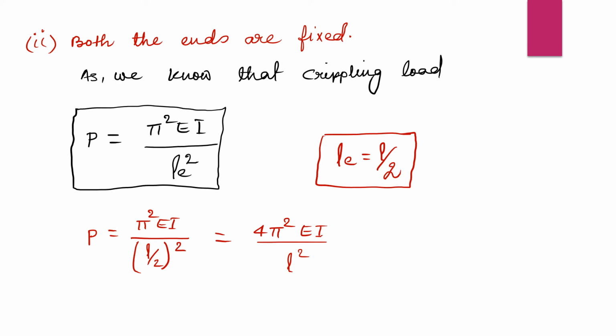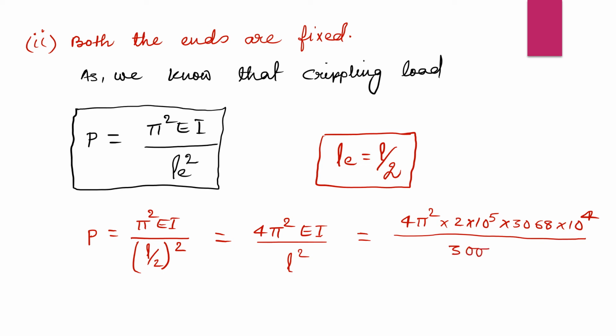So now we are going to substitute all the values in this formula. 4 pi square into E value, which is 2 into 10 to the power 5, into I value, which is 30.68 into 10 to the power 4, divided by L square. L value is 3000 millimeter, 3000 square. Let's put it in your calculator. So the final value P is equal to, put in your calculator.